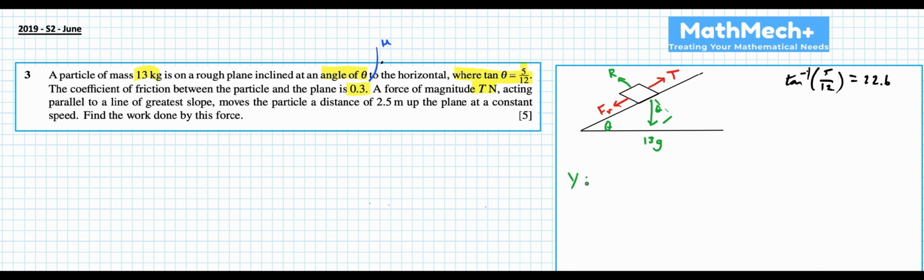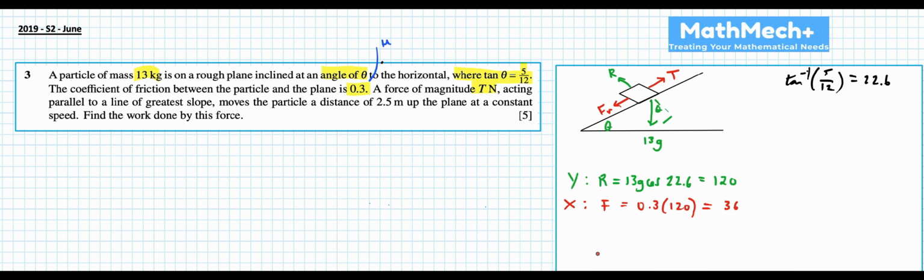So we'll resolve our components parallel and perpendicular. So the y-axis there, R is equal to 13g cosine 22.62 if you want. So R is equal to 120. And then our x-axis, or T, how will we do this? We can use F. First of all, I might just do F, which is friction. F, or friction, is 0.3 times 120, which is 36. So F equals mu R is our calculation there.